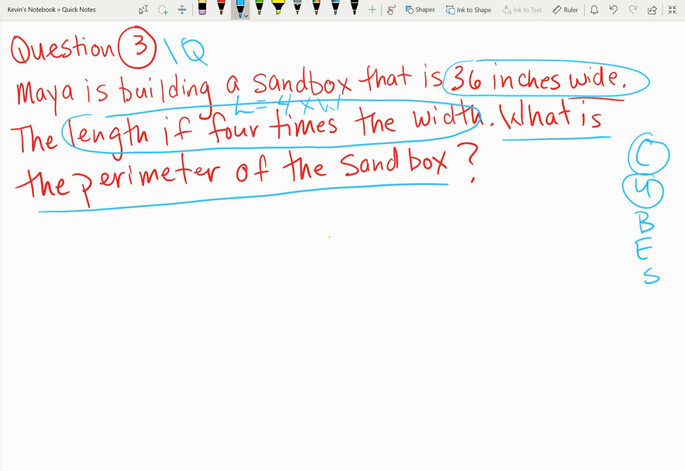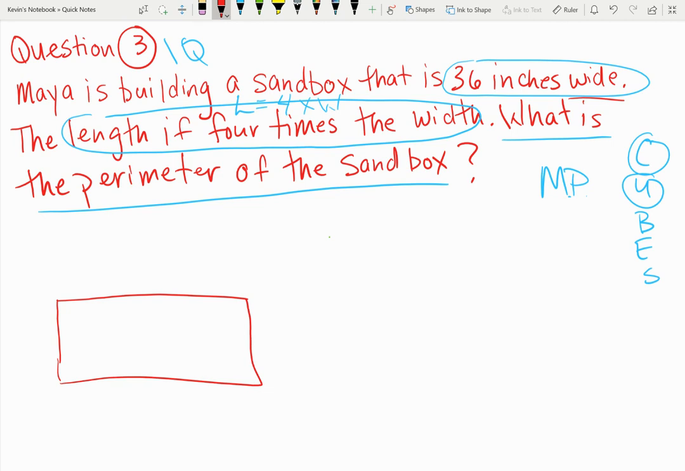So we're going to use Math Practice 4. Math Practice 4, if you remember, is visual. Draw visual models. So let's draw out our visual model. So we know length is 4 times the width. So let's draw out our sandbox down here.